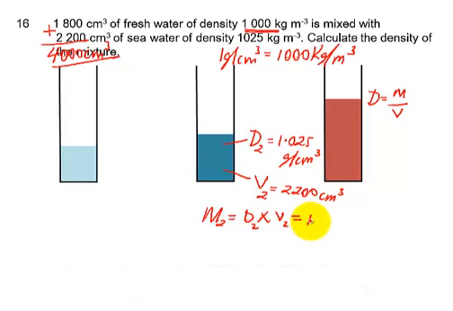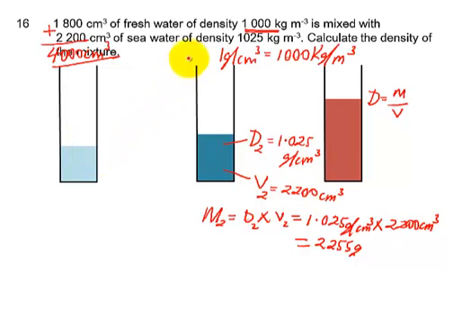And this will be 1.025 grams per centimeters cubed times 2,200 centimeters cubed, and this will give us 2,255 grams. Let's carry out a similar calculation for fresh water.